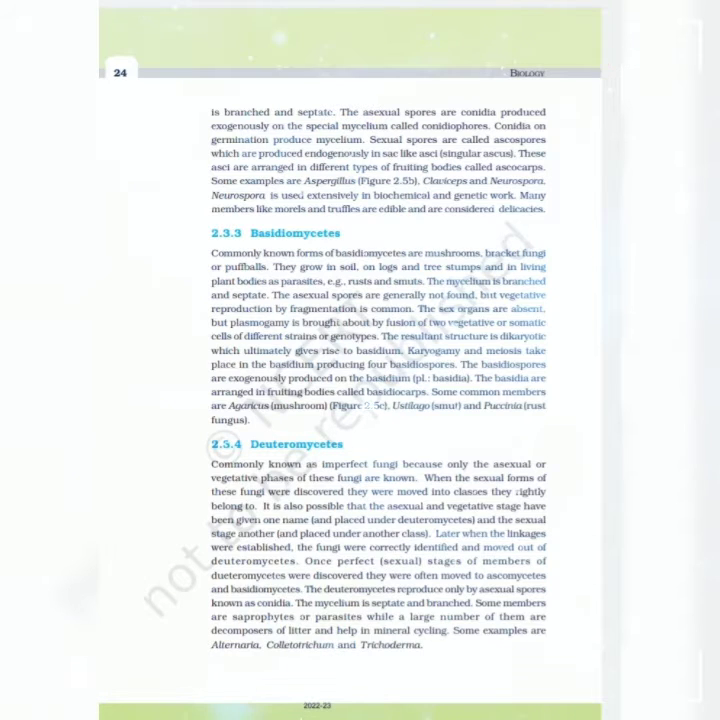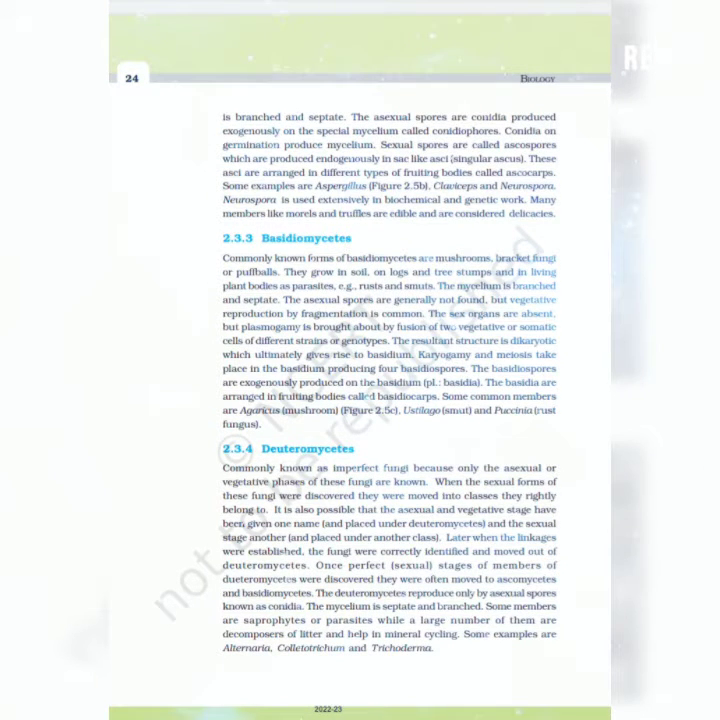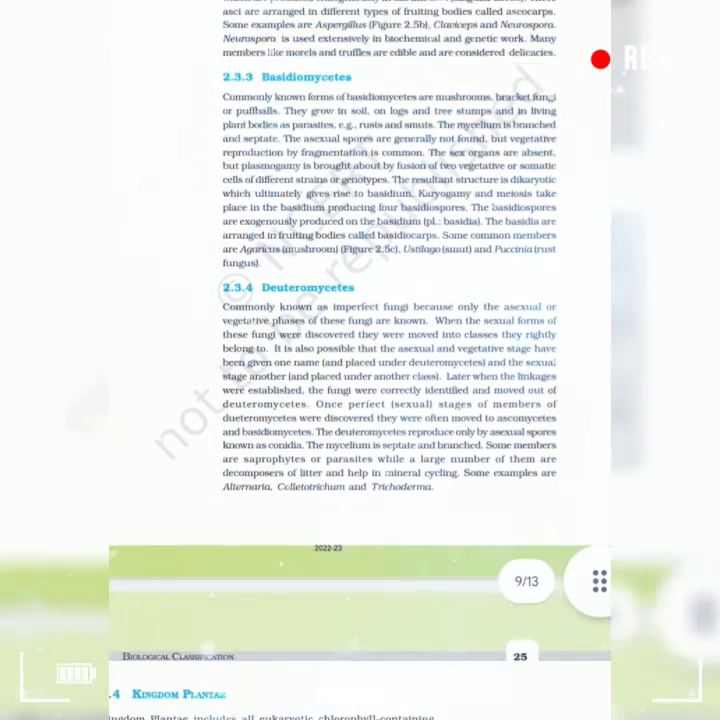The Deuteromycetes reproduce only by asexual spores known as conidia. The mycelium is septate and branched. Some members are saprophytes or parasites, while a large number of them are decomposers of litter and help in mineral cycling. Some examples are Alternaria, Colletotrichum, and Trichoderma. 2.4 Kingdom Plantae.